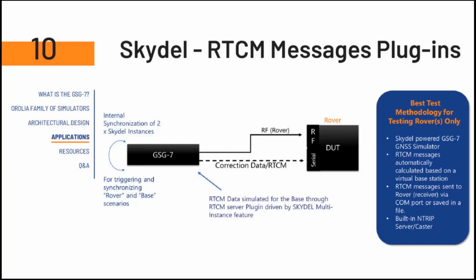So even though everything's internally combined and you cannot run 2 vehicles at once, we can still do Skydel RTCM messages via plug-in because we're not transmitting that over the RF, that's coming over the data port, which we can still do even with the 7. So if that's the type of RTCM testing or RTK testing that you're interested in doing, the 7 is a good fit for that as well.